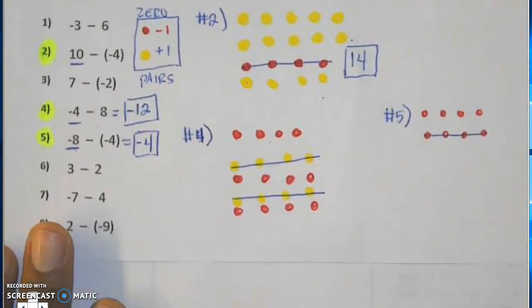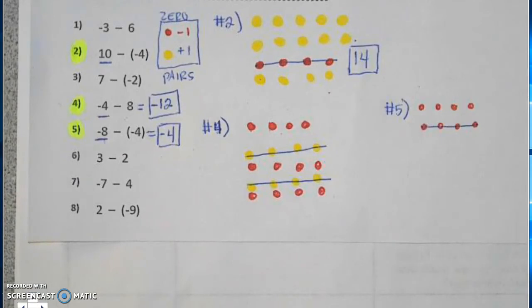Take your time, understand the concept. Remember, whenever we're subtracting, we actually have to add 0 pairs to be able to get what we need. I hope that this was helpful to you, and remember, good luck, Bearcat.